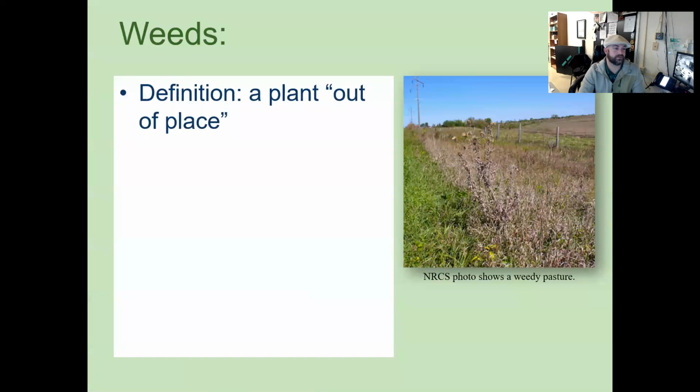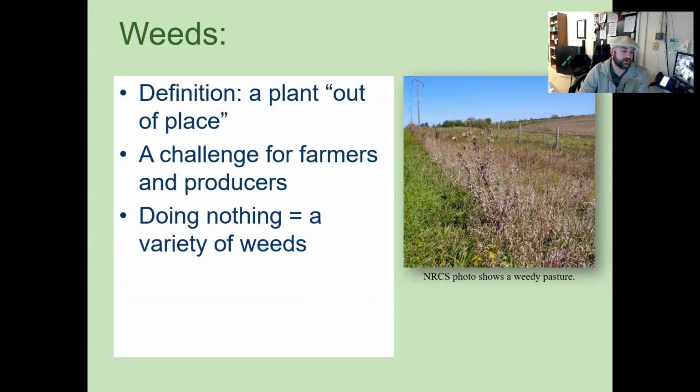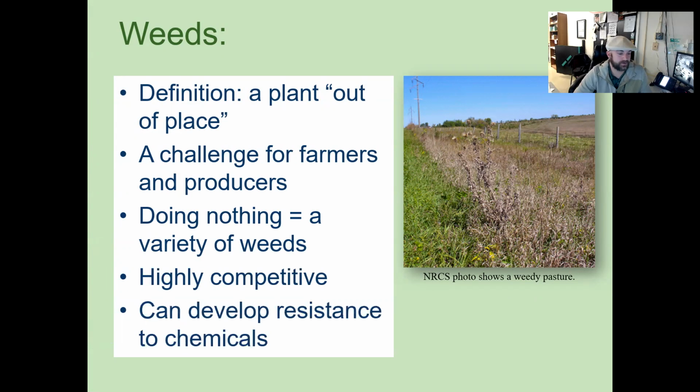So let's get into some weeds. Definition would be a plant that is out of place, a challenge for farmers and producers. Doing nothing equals a variety of weeds, highly competitive, and can develop resistance to chemicals. So even if you are using pesticides on crops for a long-term exposure, sometimes those weeds coming up will develop an immunity to those. So the overall best treatment is to always just pull them out or figure out a different way. So that's what we're going to talk about here.